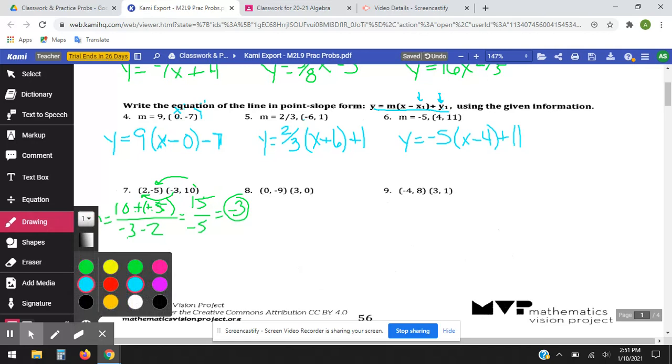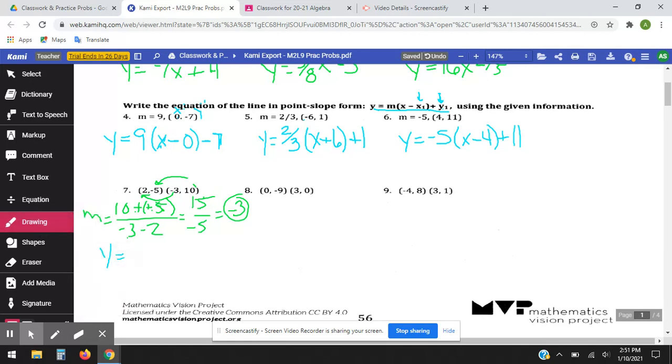So now when I write my equation, y equals m, -3, parentheses x minus 2, minus 5. It doesn't really matter which point I use, so I'm just going to do the first one each time. I could also put the other point and do x minus a -3, which is plus 3, plus 10. Either one of those works.